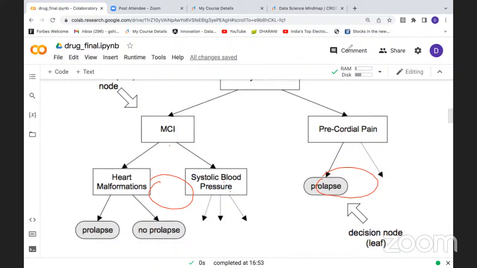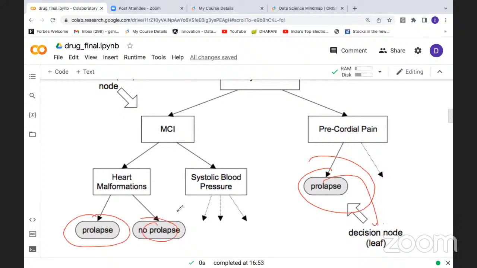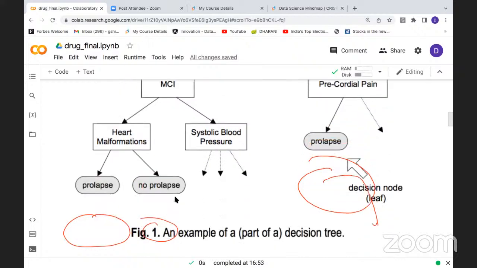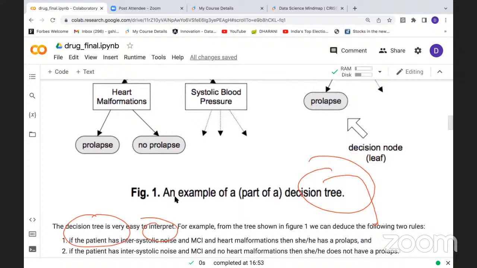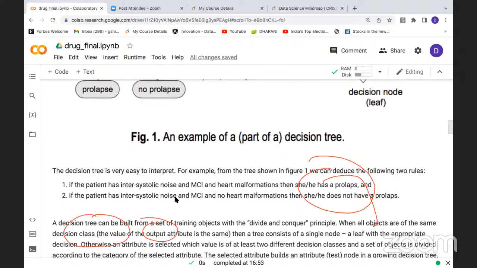So what is happening now? Wherever you have this, you call it a leaf node. This is your class label. This is one of the best examples. If the patient has some intersystolic noise, MCI and heart malformations, then he or she is prone to a prolapse situation. If the patient has intersystolic noise and MCI but no heart malformations, then they don't have any prolapse here.